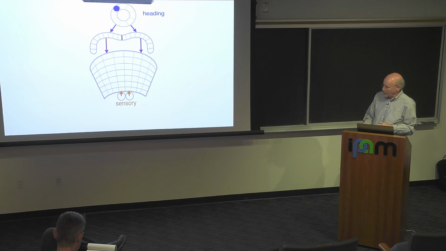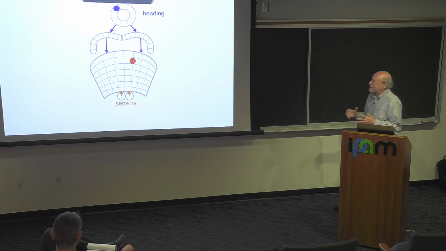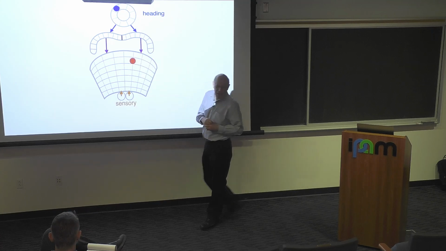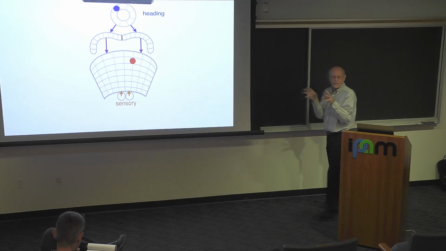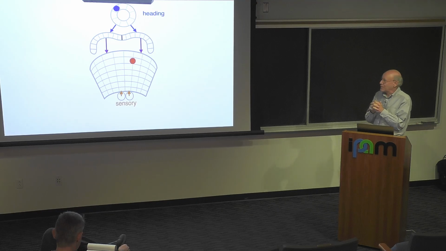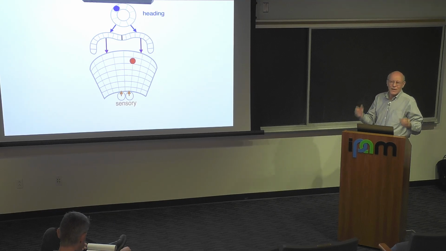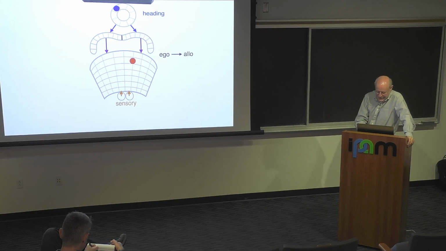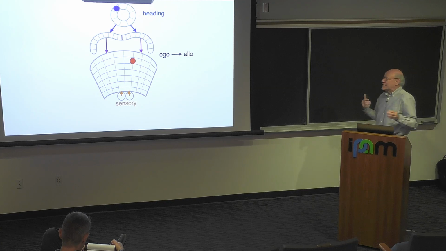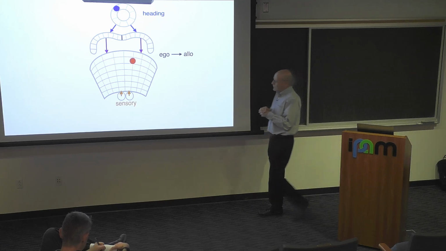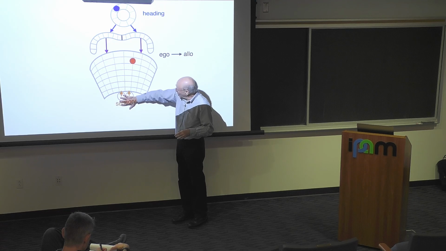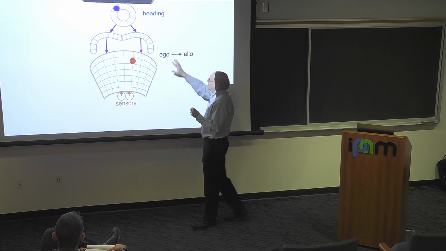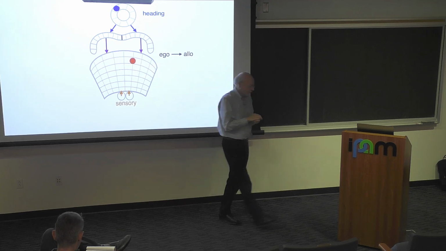So what I've shown you is that sensory information can come in, combined with heading information, and result in a hotspot of activity, a bump, that reflects some kind of sensory relevant thing like wind direction, optic flow, things like that. And that involves an ego to allocentric coordinate transformation. This is in egocentric coordinates. This gives the fly the position in the world, and as the result, it gets this allocentric.